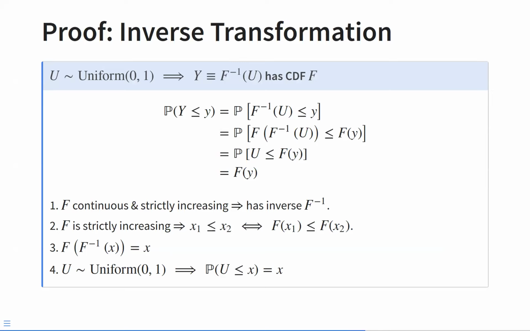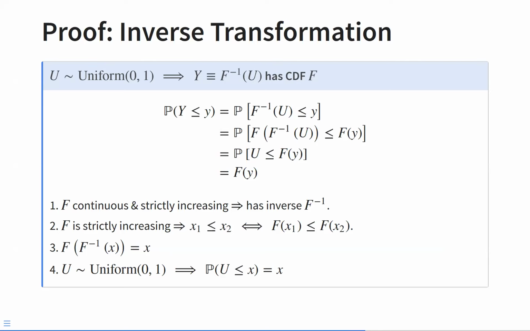Okay, so we'll start off by saying, well, what is the CDF of Y? That's just defined as the probability that the random variable Y is less than or equal to some threshold, little y. Now, by definition, capital Y is equal to F inverse of U. So in my first equality here in the middle of the slide, I'm simply substituting F inverse of U for Y.